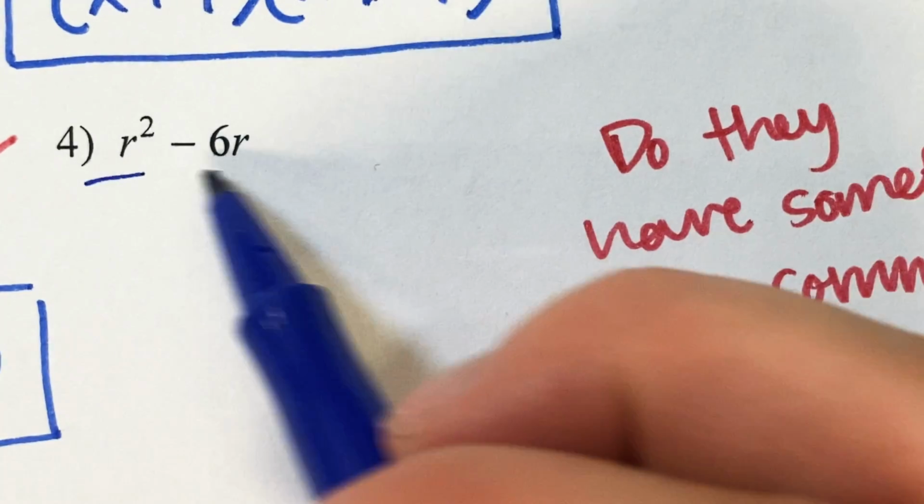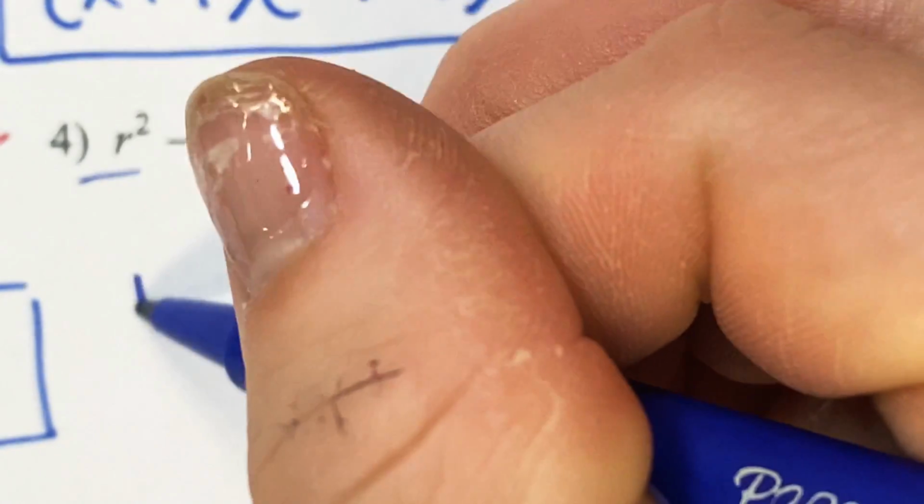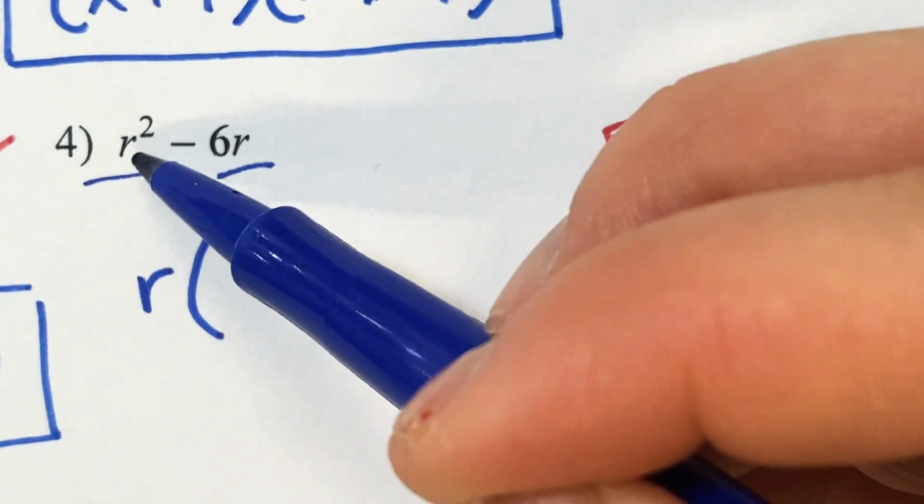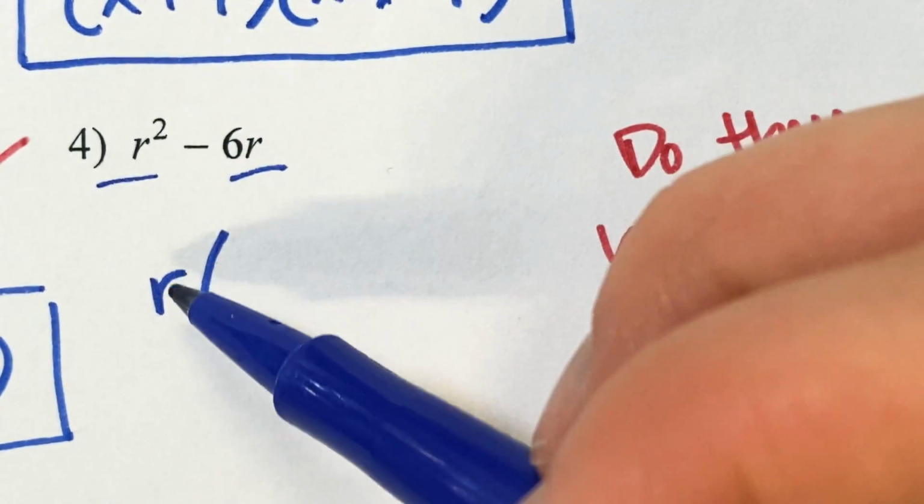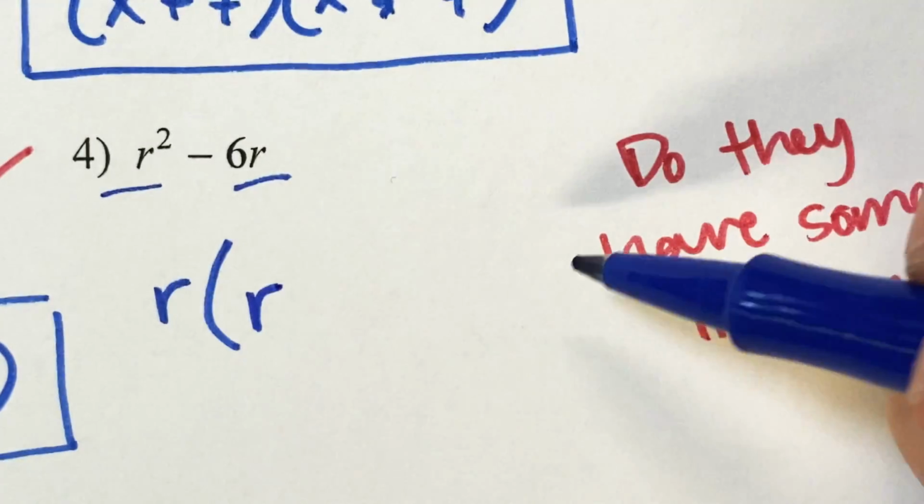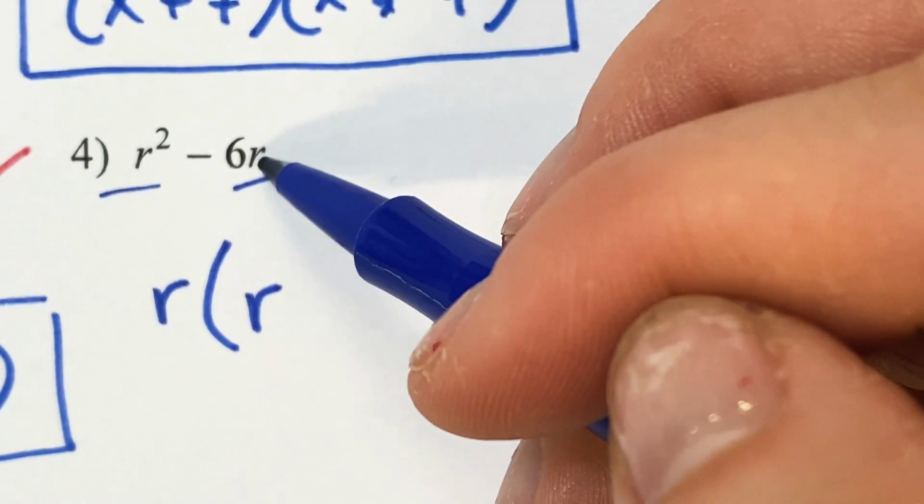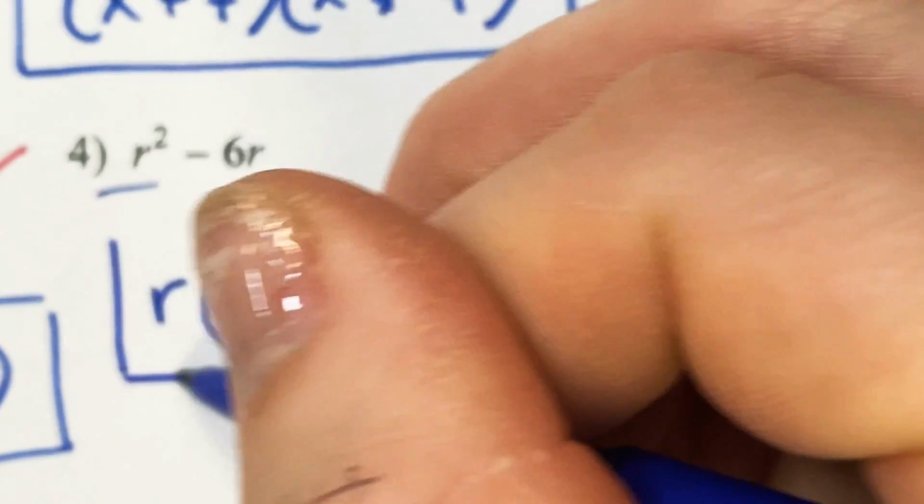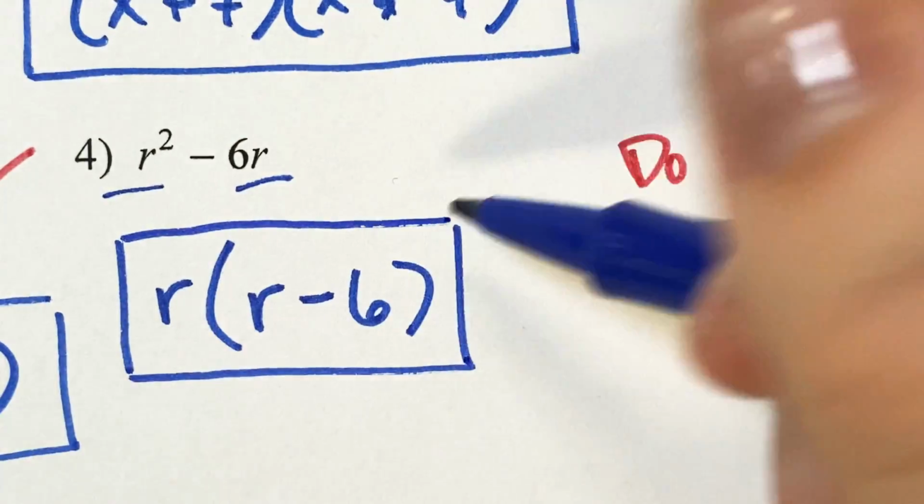Yes, they both have at least one r. So we can factor out that r. Okay, well, if I had two r's or r squared and I factored out 1, I'm left with 1r. If I had 1r here and I factored it out, I'm just left with the negative 6. And that guy is factored.